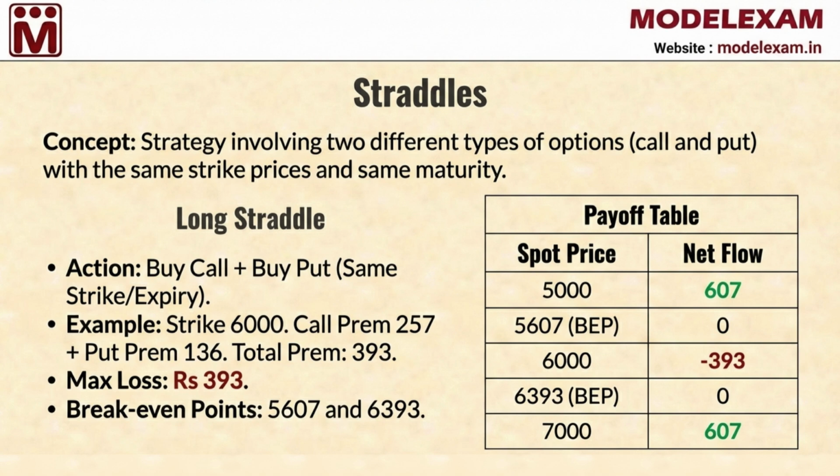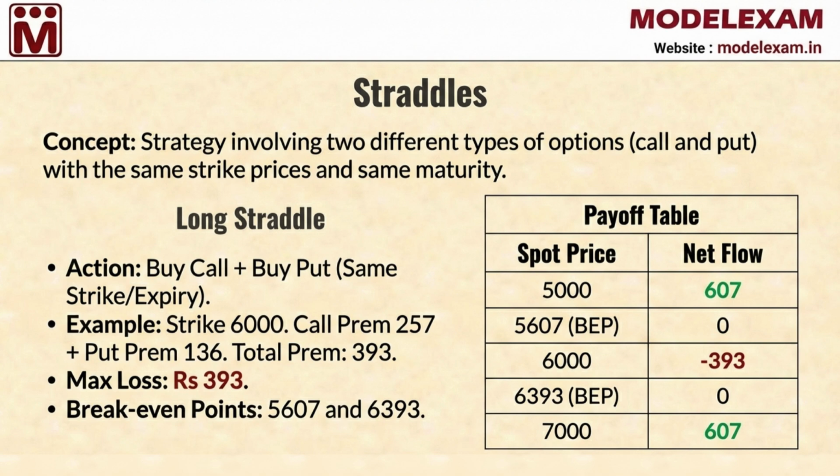Next, we will look at straddles. This strategy uses two different types of options, a call and a put, with the same strike price and the same maturity. In a long straddle, you buy both the call and the put.